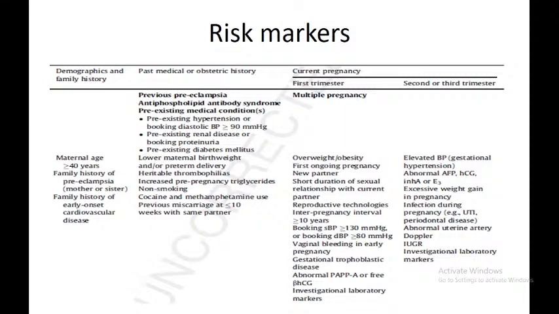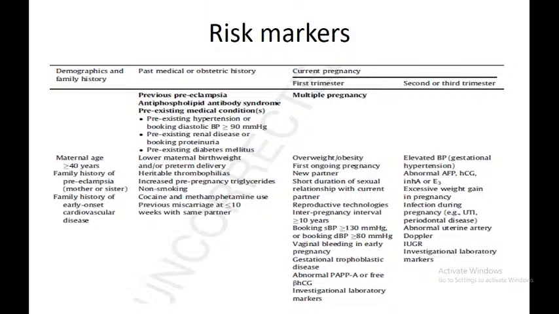So if a mother is harboring a multiple pregnancy, or if she is an obese woman, and if it is a first pregnancy, and if this pregnancy is because of a new partner, and also if she takes less time for conception, and if the pregnancy is a result of ARTs, and if the inter-pregnancy interval is more than 10 years, or at the time of booking she has high blood pressure values, or else if she has vaginal bleeding in early pregnancy, or if it is a molar pregnancy, or else if PAPP-A or free beta HCG are high. So these are the factors or the risk markers for preeclampsia.